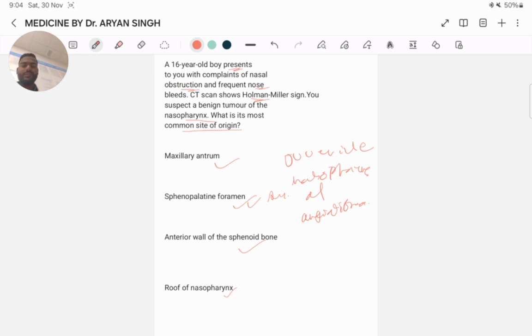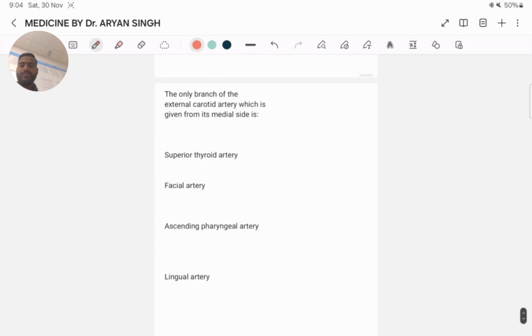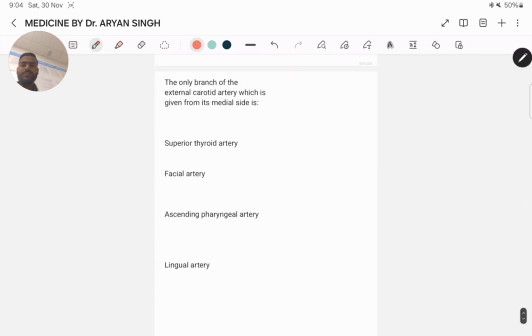and pterygomaxillary fossa. Next question: the only branch of the external carotid artery which is given from its medial side is: superior thyroid artery, facial artery, ascending pharyngeal artery, or lingual artery. The best answer is the ascending pharyngeal artery.